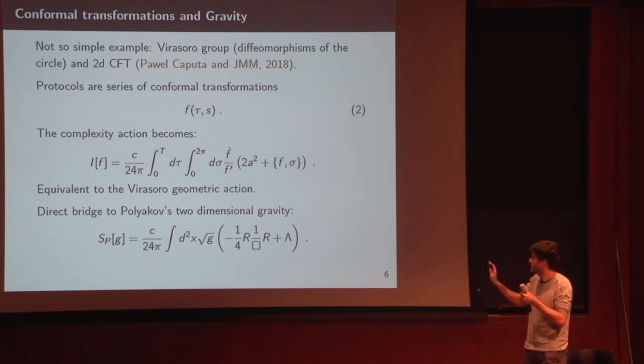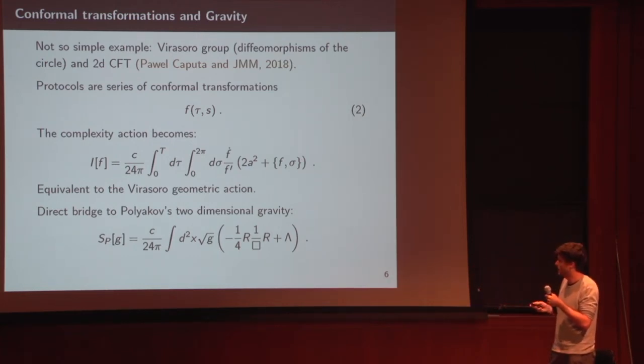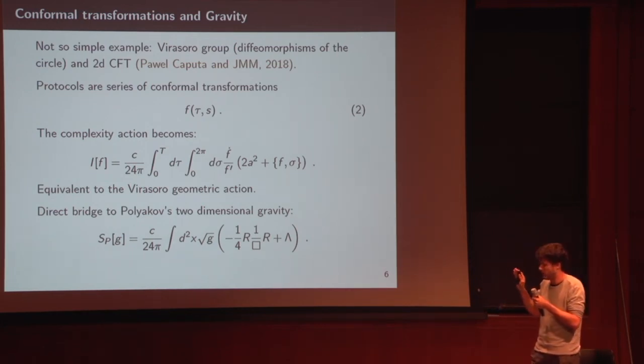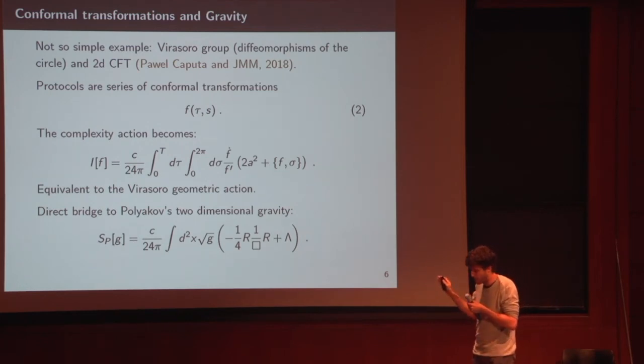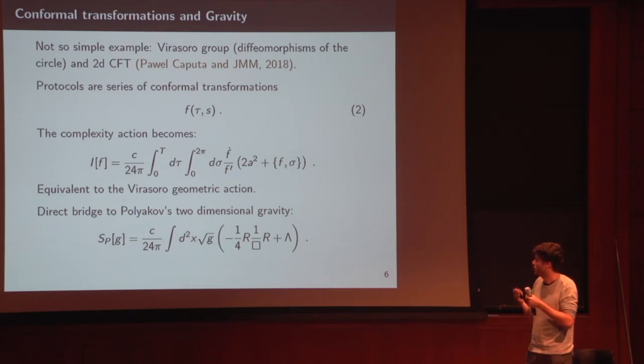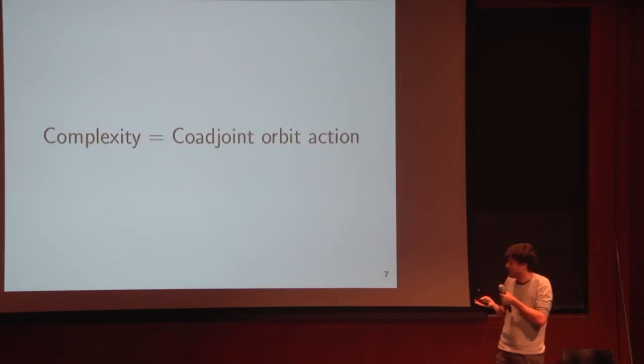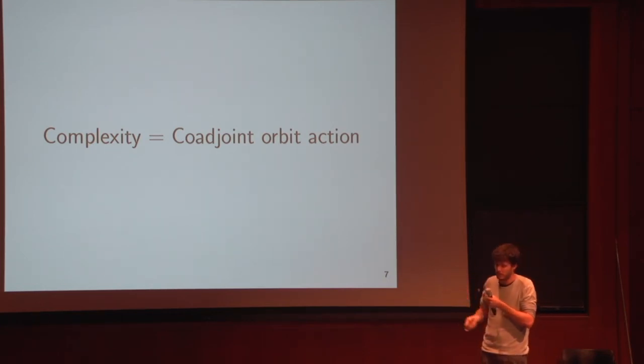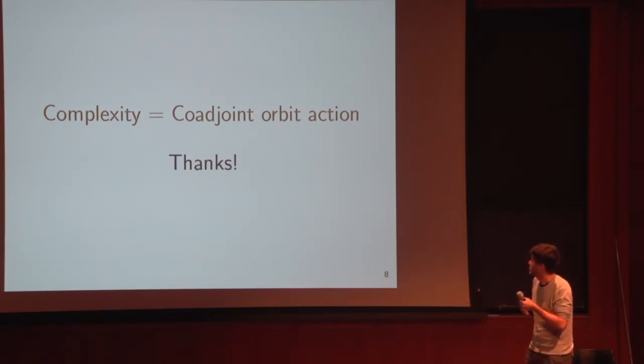Well, first notice that these actions appear very naturally as the induced actions in the context of AdS3/CFT2. And so this is an explicit example in which gravity actions compute complexity, and classical solutions to GR codify the optimal protocols in the complexity manifold. More generically, actually for any system, our results suggest that sensible and workable notions of complexity are given by coadjoint orbit actions. And with this, I would like to finish. Thanks.